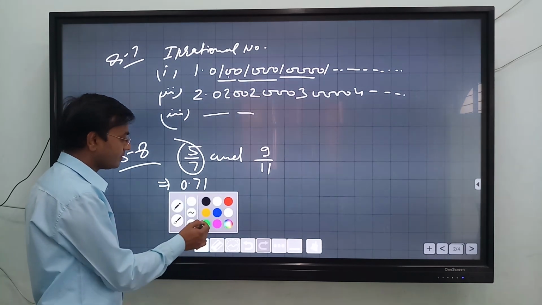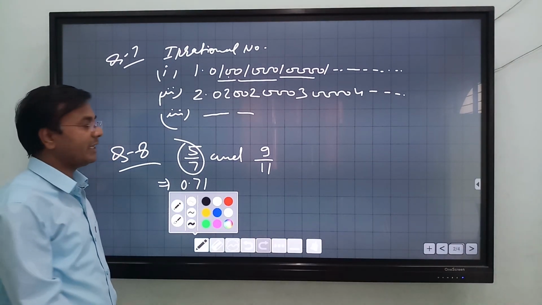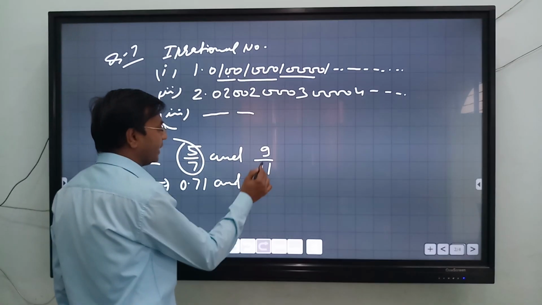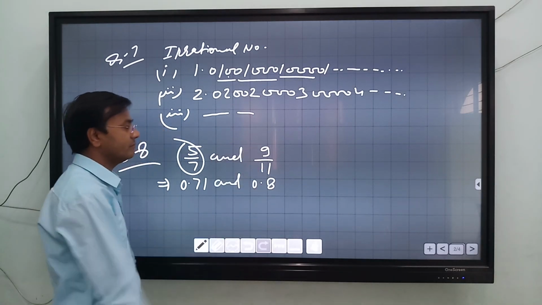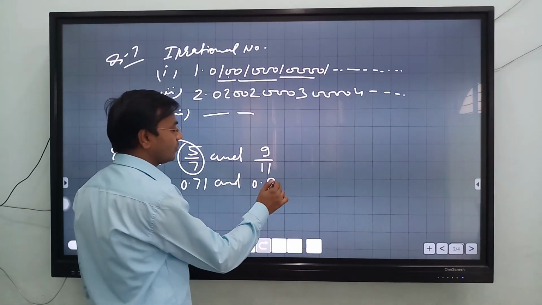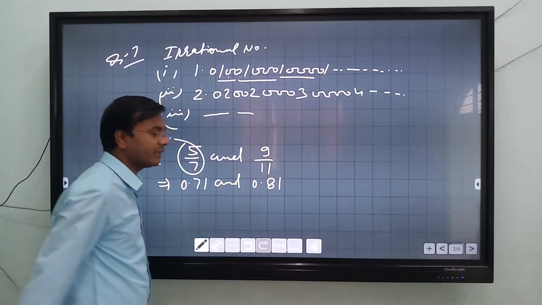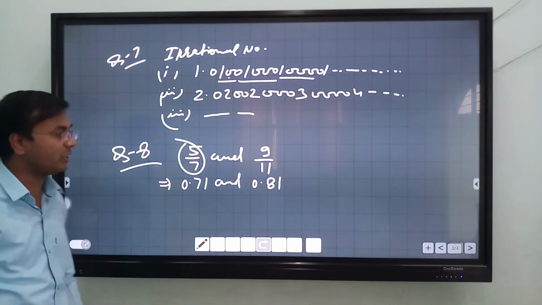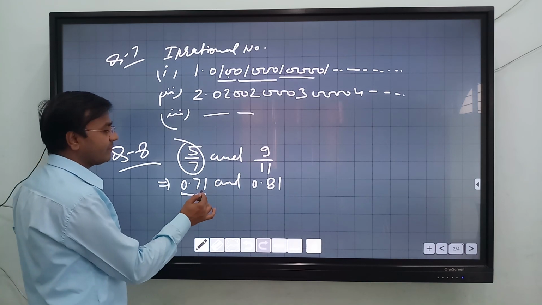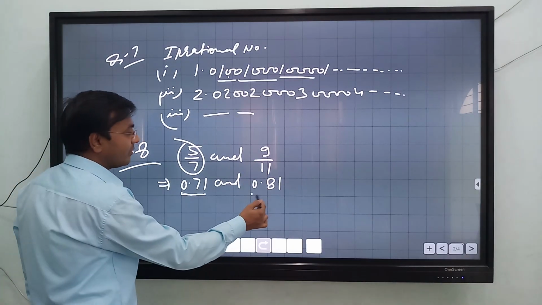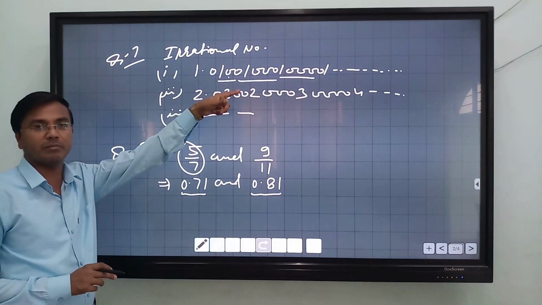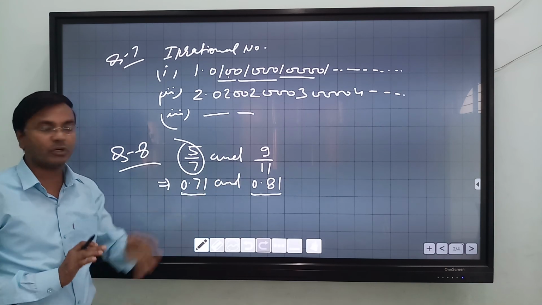And for this 9 by 11, 0.81 81 81, or 0.8181. You can show it in a rough calculation if you want, but I have calculated directly. So 5 by 7 is 0.71, and 9 by 11 means 0.81. So we have to write irrational numbers in between 0.71 and 0.81.